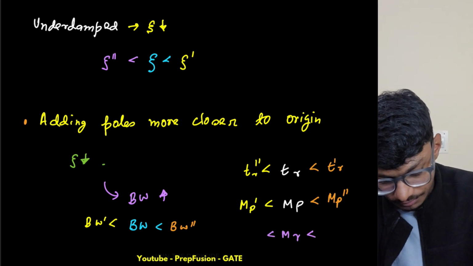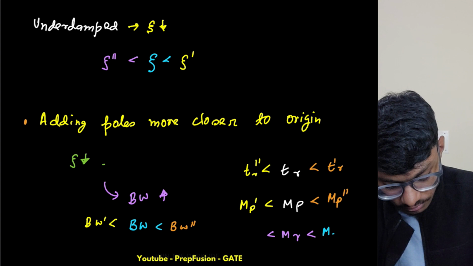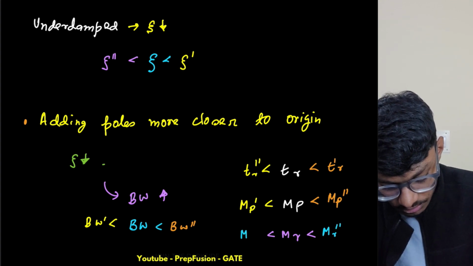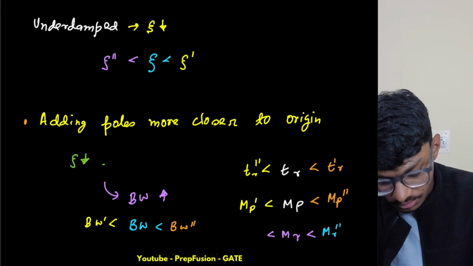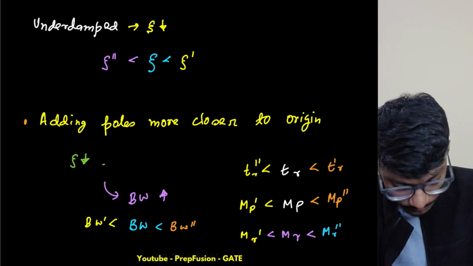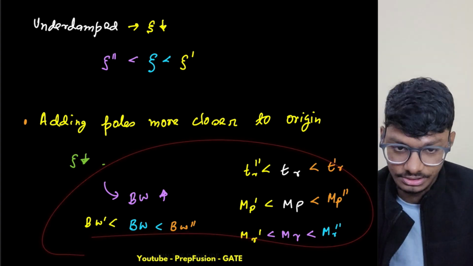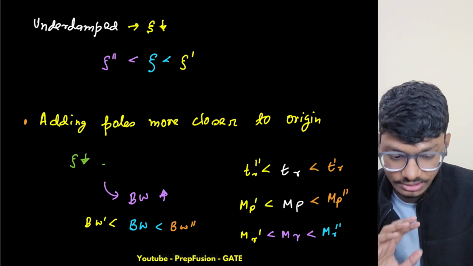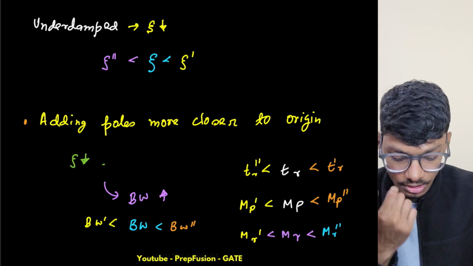MR double dash and M1 dash. Okay, so yeah, we can see the relations if I add a pole further away from the origin or a pole near to the origin. All these are conclusions that I wanted to note here.